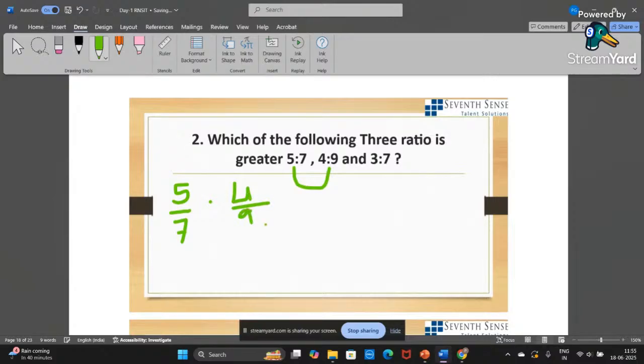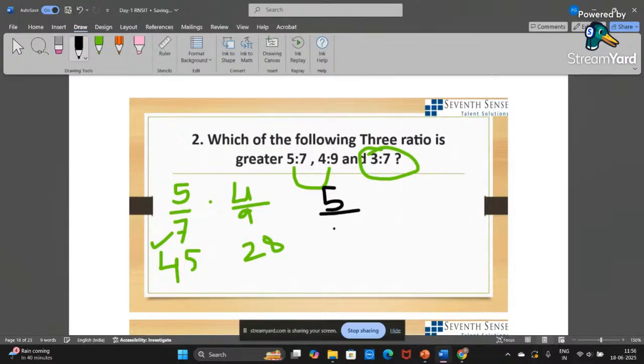So 5 nines are 45. Then 4 sevens are 28. In this, 45 is the bigger. So you have to take this number and compare it with the other ratio. So this is the smallest number. So let us compare the bigger number among these two.